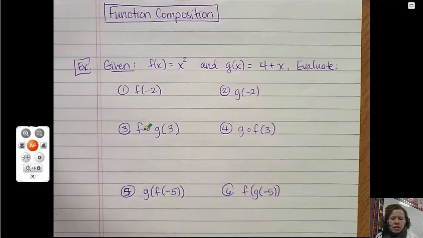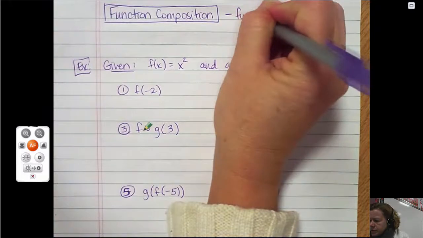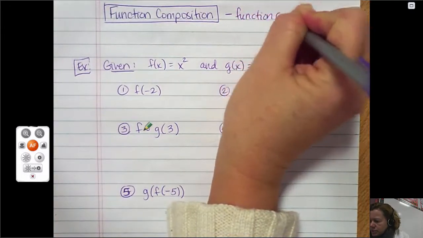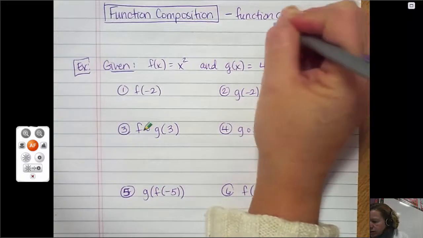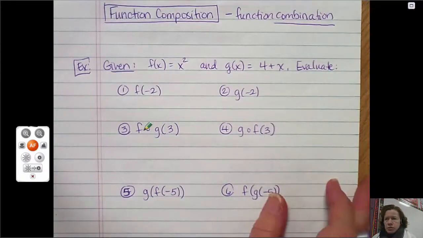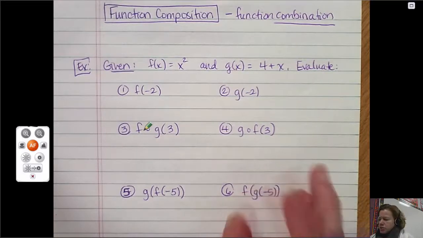Today we'll talk about what we call function composition. Function composition is the combination of two functions. So let's also think of that as function combination. We're combining two functions. We're not adding, subtracting, multiplying, or dividing, even though the symbols may look like that. It means combination. And what you'll see is a little bubble.